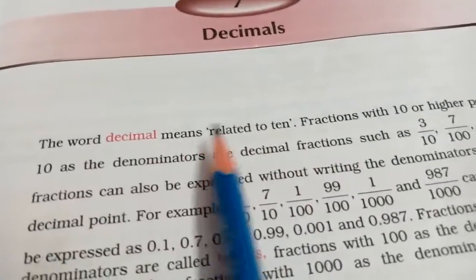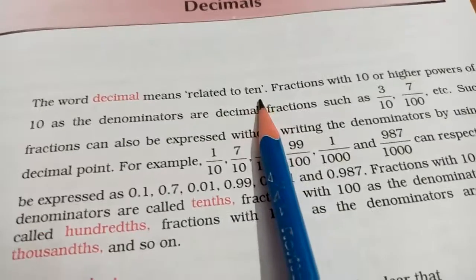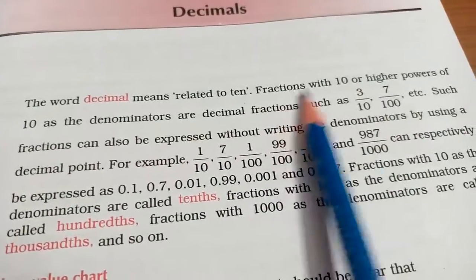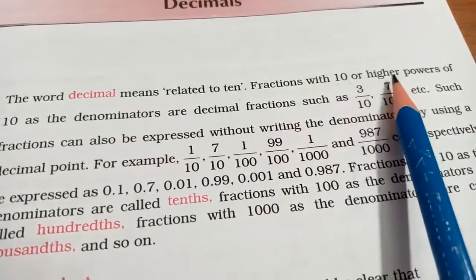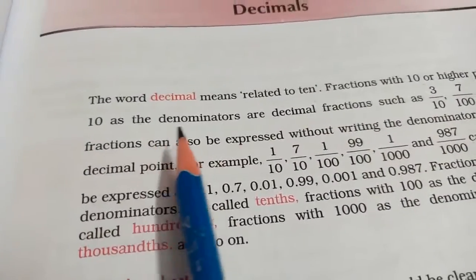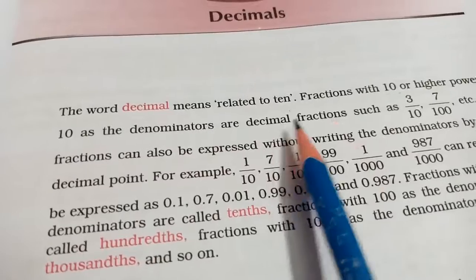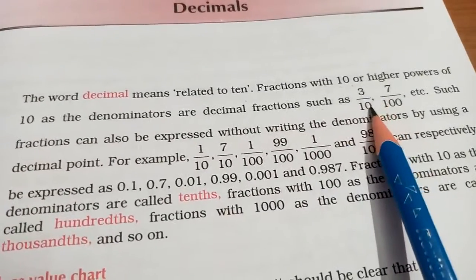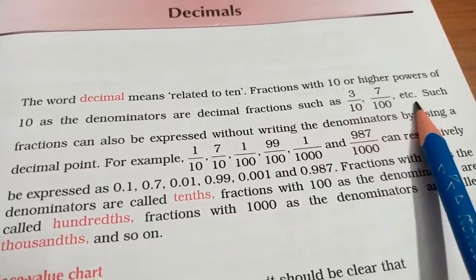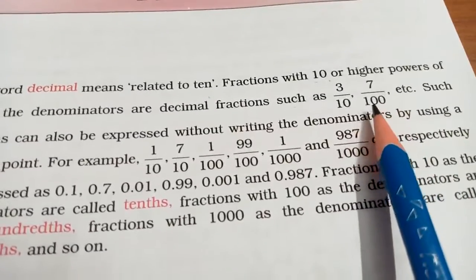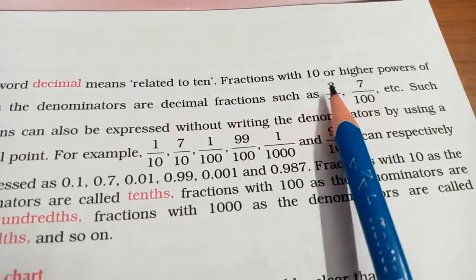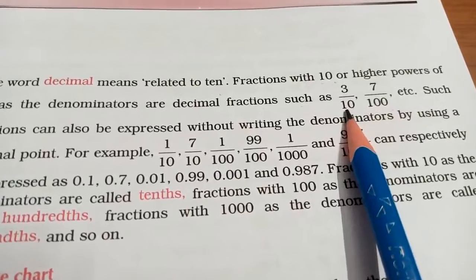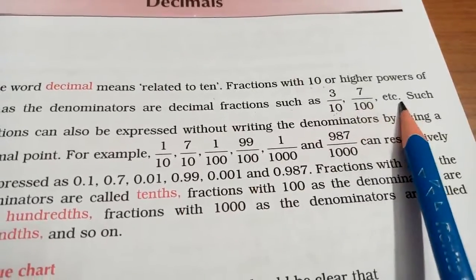The word decimal means related to 10, and this 10 we are going to see only in the denominator part, that is, fractions with 10 or higher powers of 10 as the denominators are decimal fractions. Some examples are 3 by 10, 7 by 100, etc. We are concentrating only on the denominator part, students. We are not going to worry about the numerator. Only the denominator, in the combination of 1 and 0: 10, 100, etc.